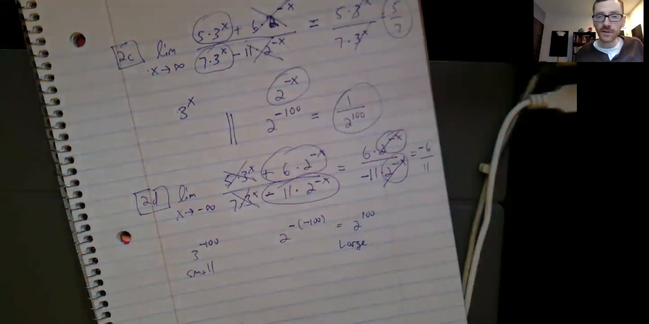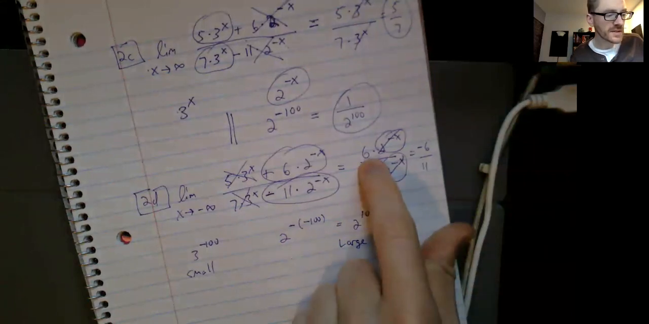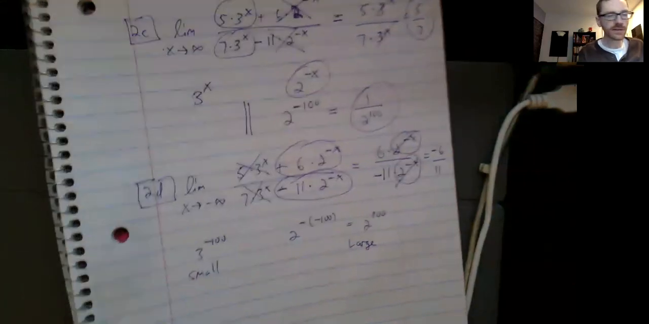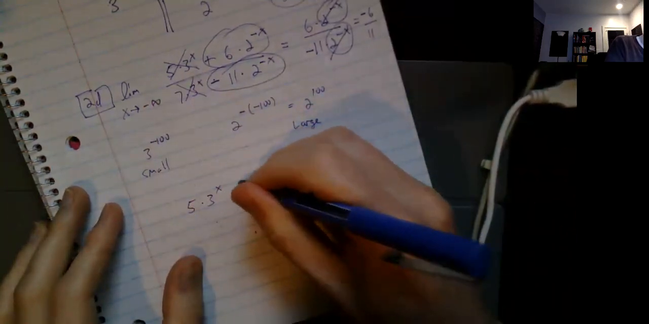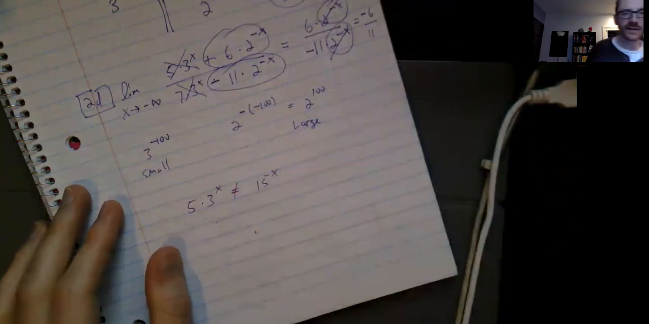By the way, one more thing, if you were tempted to multiply this 6 with this 2, you really shouldn't do that. Or the 5 and the 3, just to be clear, 5 times 3 to the x is not the same thing as 15 to the x.